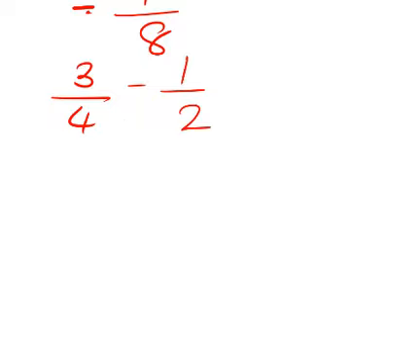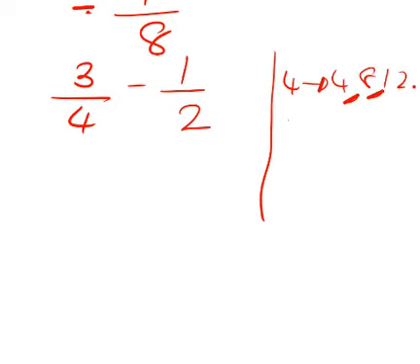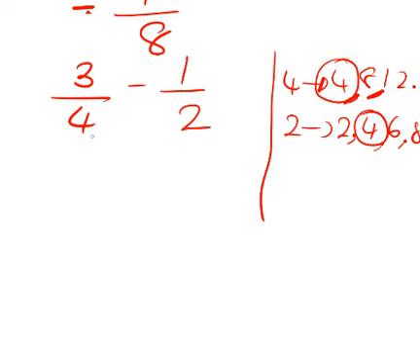So the multiples of 4 are 4, 8, 12, etc. Then multiples of 2 are 2, 4, 6, 8, etc. So we can see that the first common multiple is 4. So we have to make the denominator 4. The first one's denominator is already 4. So 4 times 1 is 4.